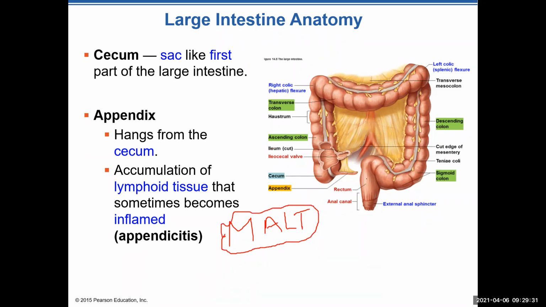Okay, and if you remember, we spoke about the appendix. Now we don't say the appendix is a vestigial organ, because we have learned that it's so rich in lymphoid follicles, giving us protection against various microorganisms, gut flora.